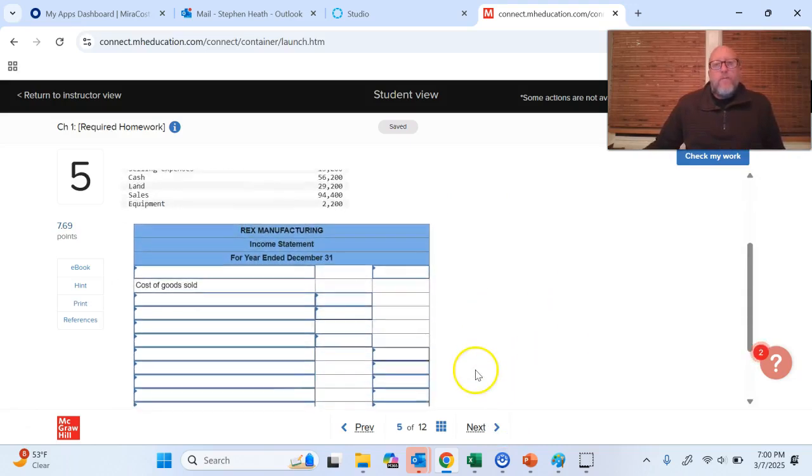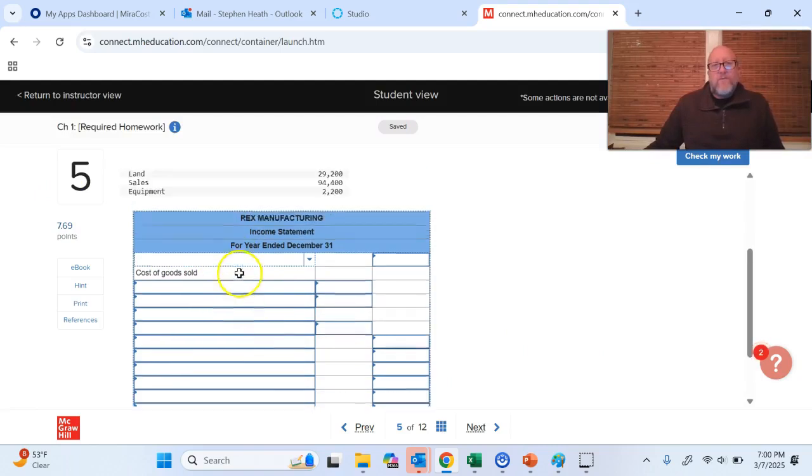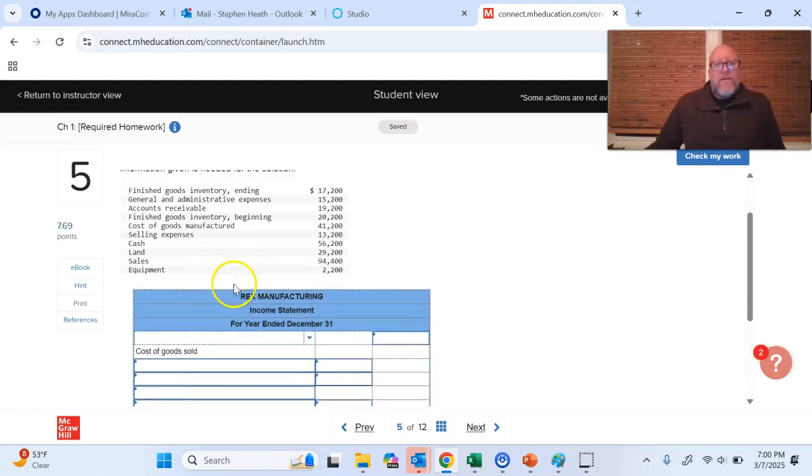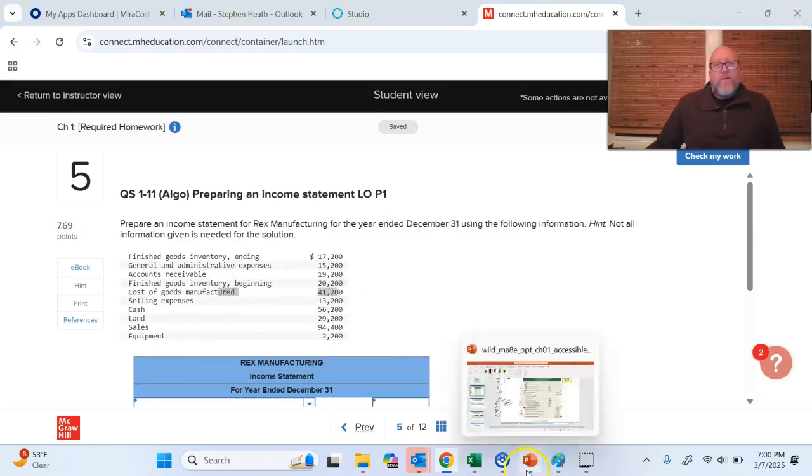This one's going to go a little bit further, right? But it's obviously going to start with revenue. Then it's going to do cost of goods sold. And my sense is that in this particular question, they're even just going to give it to us, so we don't have to derive it.